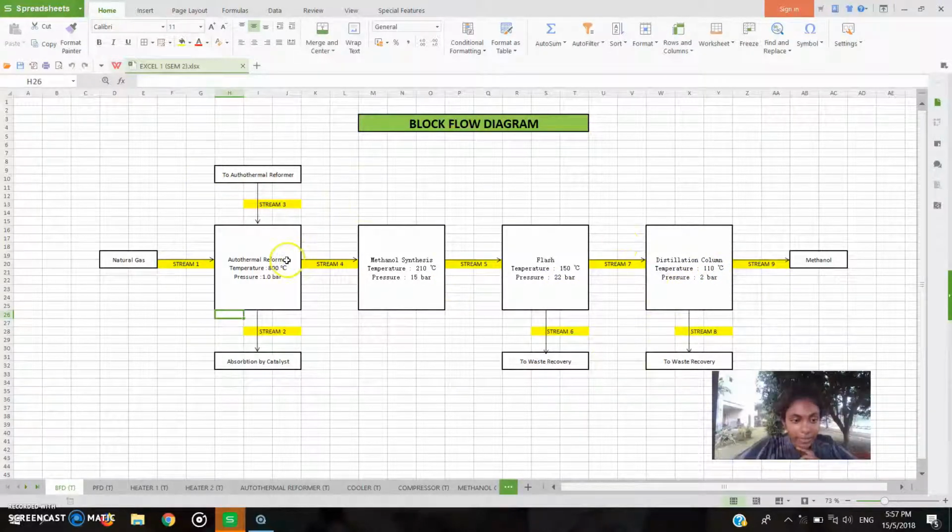And in total we have 9 streams. Start with stream 1 natural gas and ending with our product, which is methanol. Stream 3 is added to autothermal reformer, and stream 2 is actually absorption. It's not an outlet. And stream 6 and stream 7 is to waste recovery.